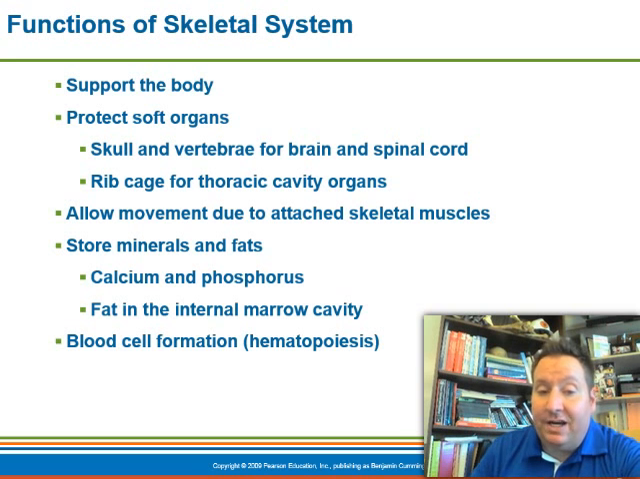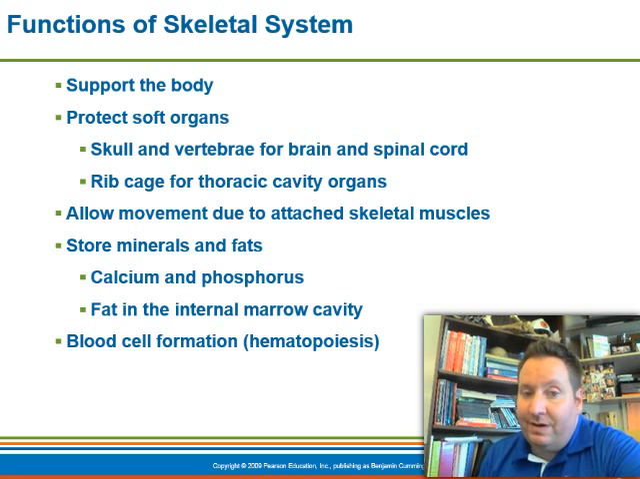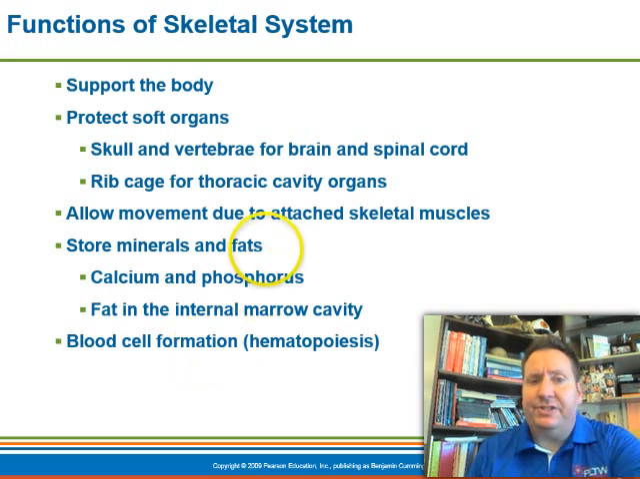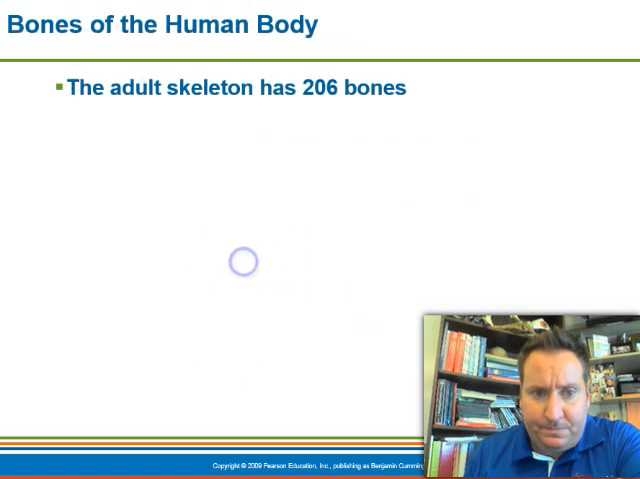We also did a bone dissection, and we looked inside of bones, and we realized that bones store fats inside of them as well as minerals. The two minerals that are stored inside of bones are calcium and phosphorus. Fats are stored in the internal marrow cavity of the bone itself. Bone is also a site of hematopoiesis, which is your red blood cell formation.